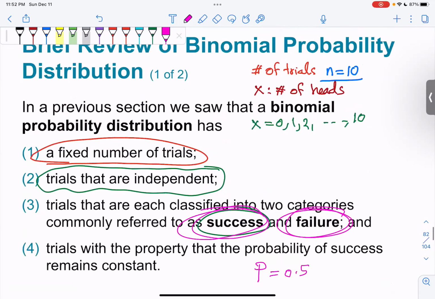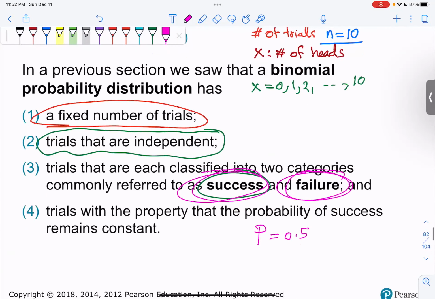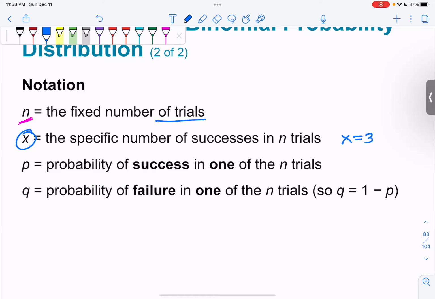So if we have this random variable, which is now binomial, and we have n times p greater than or equal to 5, n times q greater than or equal to 5, then we can use the normal distribution. Remember that lowercase n is the number of trials, x is a specific number of successes. For example, x equal to 3, which is, out of 10 trials, we got 3 heads, okay?